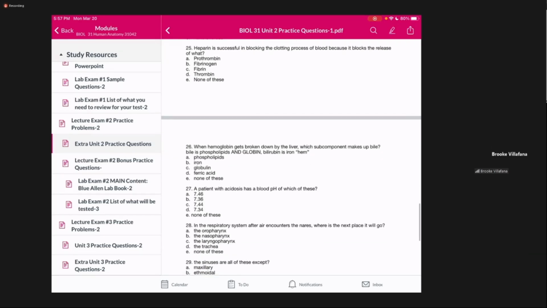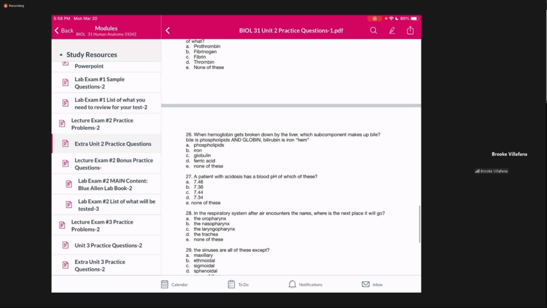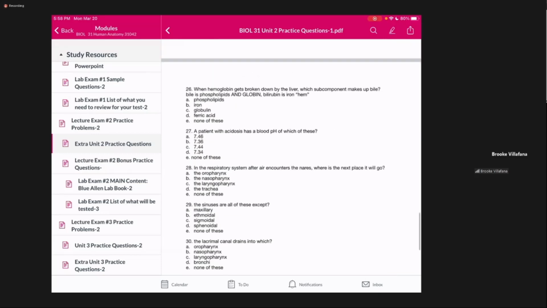Question 25. Heparin is successful in blocking the clotting process of blood because it blocks the release of what? So if you said E, none of these, you would be correct. Heparin blocks the release of factor X, right? Question 26, looks like I left some of it there. When hemoglobin gets broken down by the liver, which subcomponent makes up bile? I think that I already maybe gave you guys the answer there. This is from when I had done it in SI. So our answer would be A, because bile is made of phospholipids and globin. Bilirubin is made from the iron or heme. Okay, so I kind of already answered that one there.